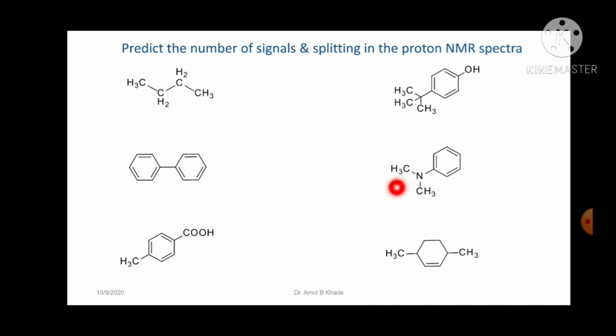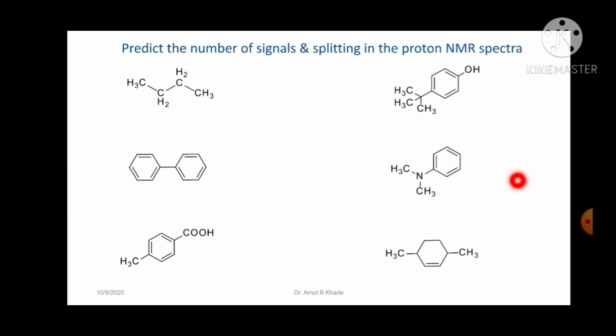Look at this particular example here. This CH3 and this CH3 are again in the same chemical environment, so they will give only one signal, and the neighboring carbon is not there, so there is no question of splitting here. So they both will give only one singlet of 6H integration, and the remaining will be a multiplet for the aromatic protons. So there are 2 signals we are expecting for this particular structure.